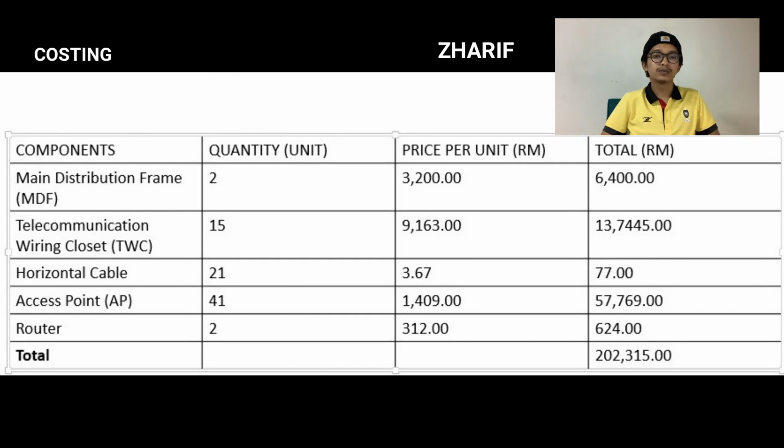Hi, Assalamualaikum. So let's talk about the costing. We will discuss the correct costing assumption, backed up with good justification and price difference. So basically, there are two types of network. First is wired network, and second is wireless network. So let's talk about the wired first.